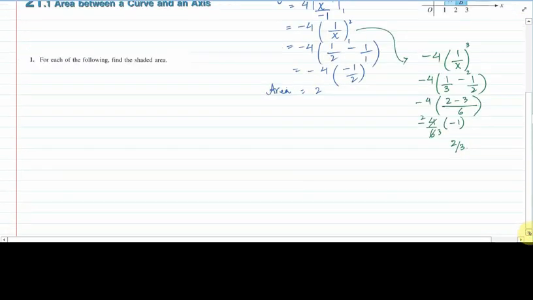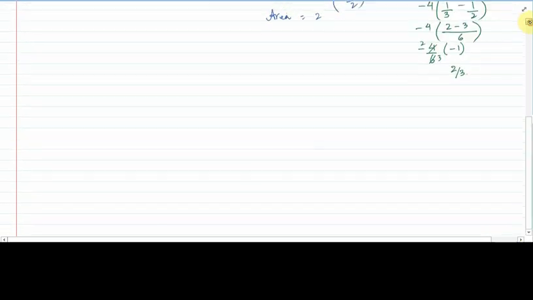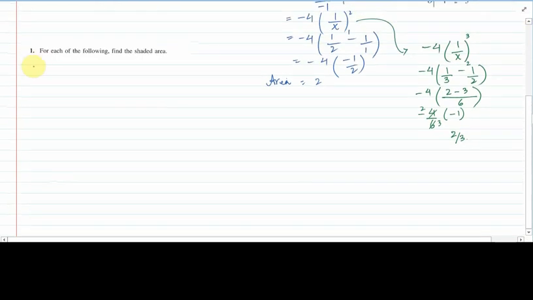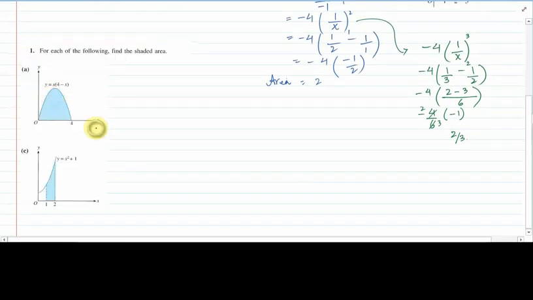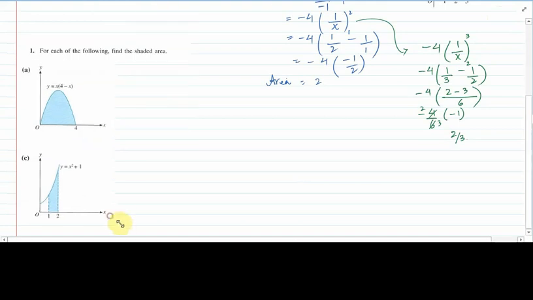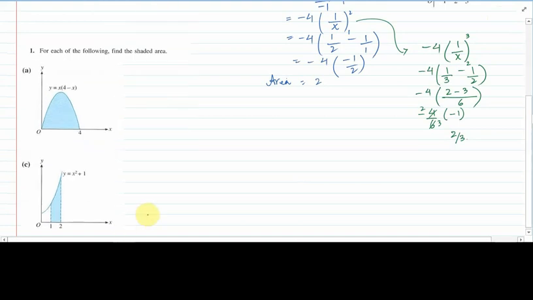So after this example, we are going to start the exercise. It's 21.1. Question number 1, there are a few parts and we are going to attempt some of them. So firstly, it's part A and C. In your first part, you have an equation y equals x times 4 minus x, right? We need to find the area of the shaded region, and that means first we need to integrate, right?